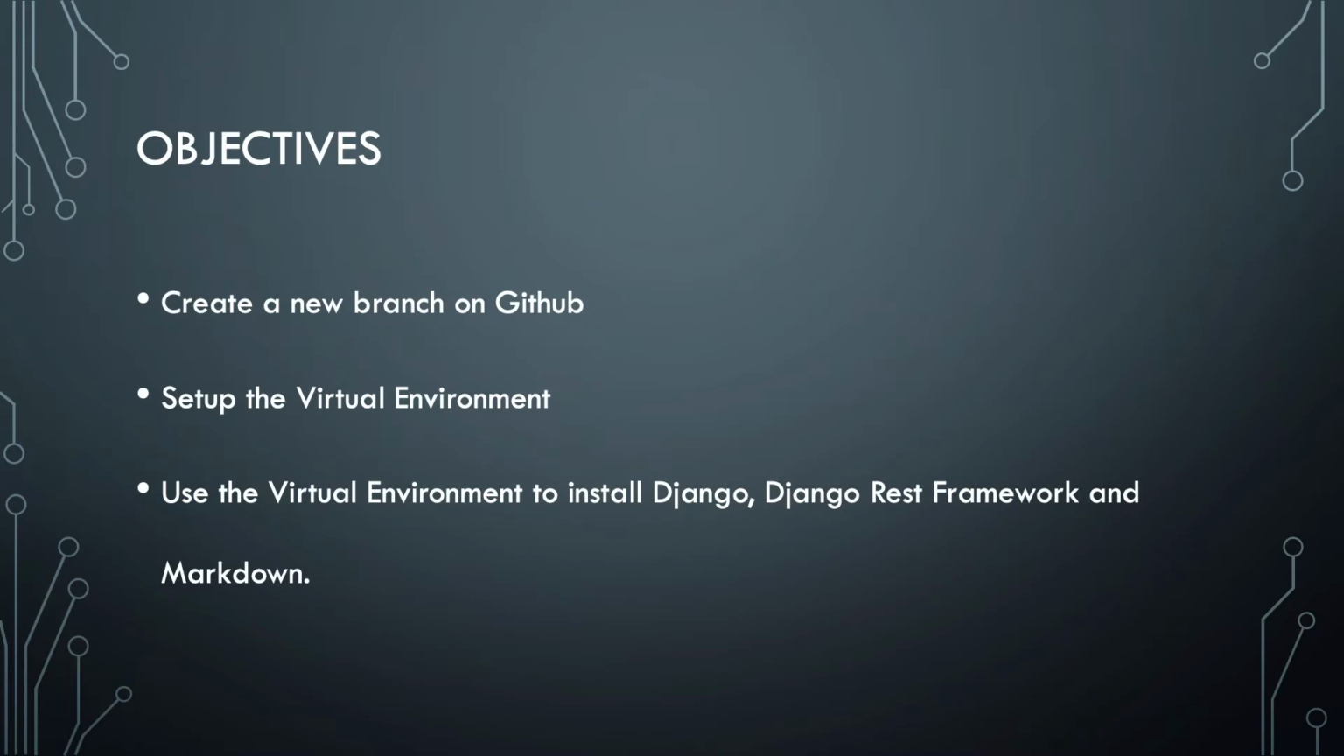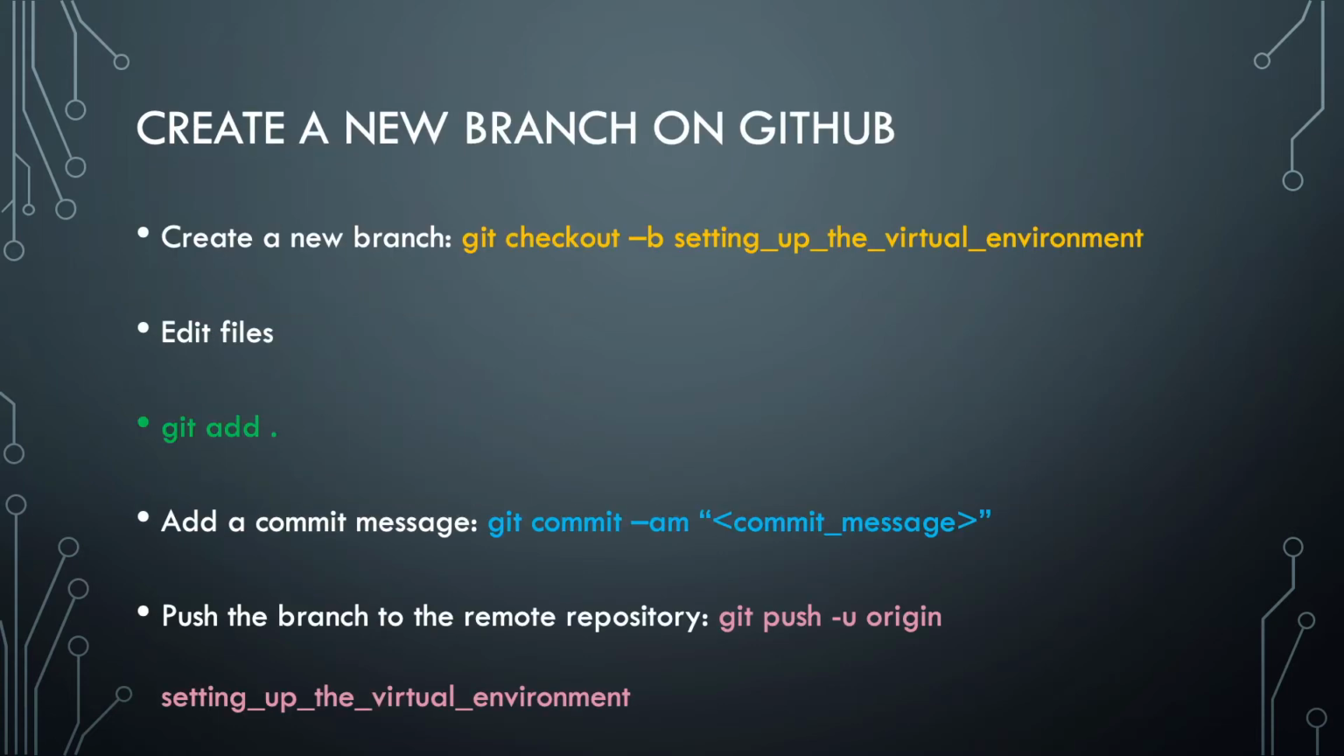In this video, we're going to create a new branch on GitHub, set up the virtual environment, and use the virtual environment to install Django, the Django Rest Framework, and Markdown. Each video in this tutorial series will have its own branch on GitHub. This makes following along so much easier. To create a new branch, type git checkout -b followed by the name of your branch.